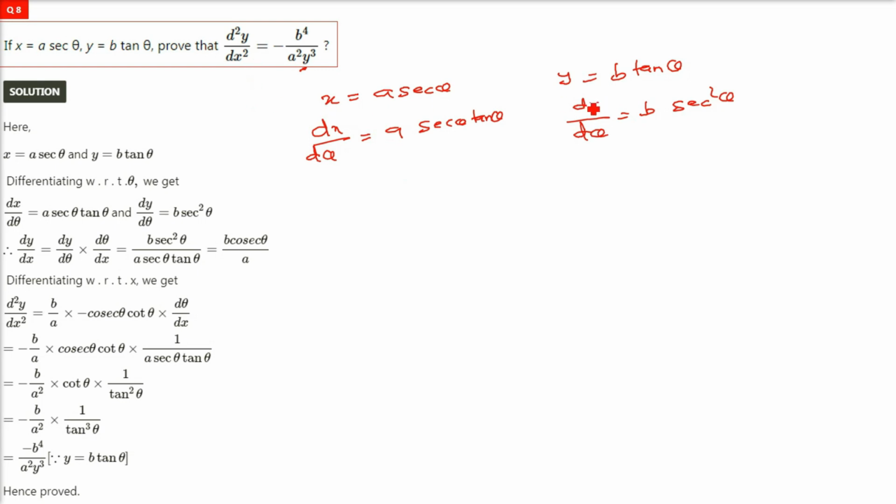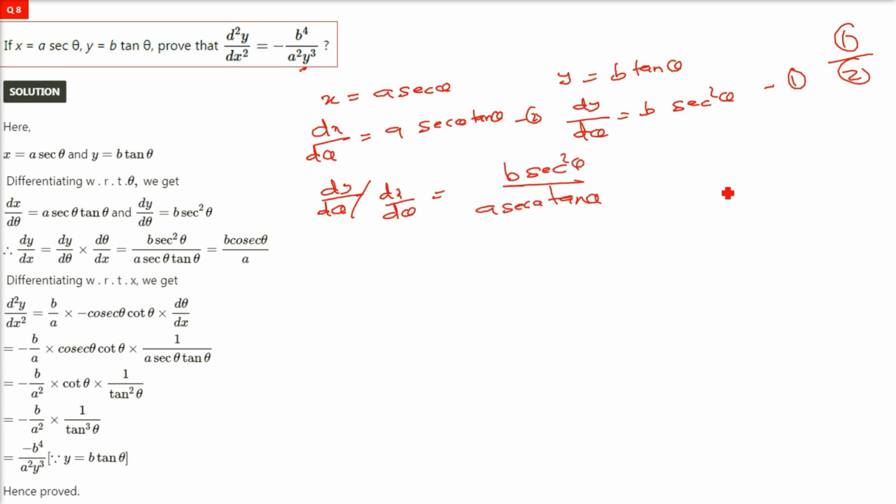How are you going to get dy by dx? See, dy by d theta divided by dx by d theta will give you dy by dx. You have 1 and 2, you have to divide this 1 with 2. So dy by d theta, dx by d theta. Now just divide these two: b sec square theta divided by a sec theta tan theta. Now you can cancel this sec, so it will be sec by tan.